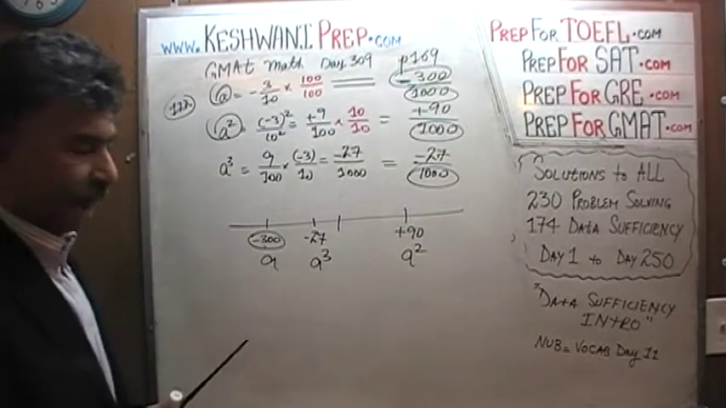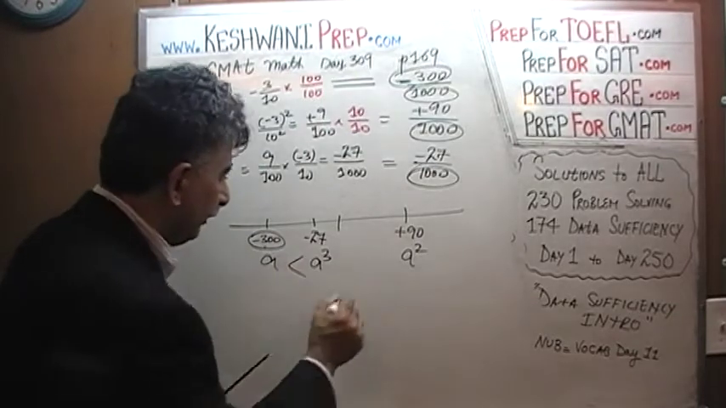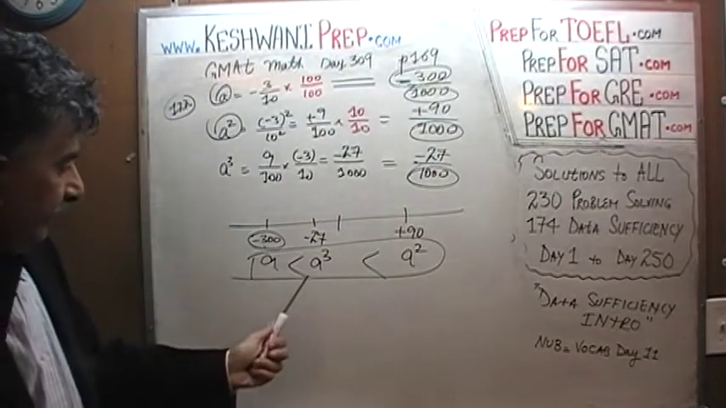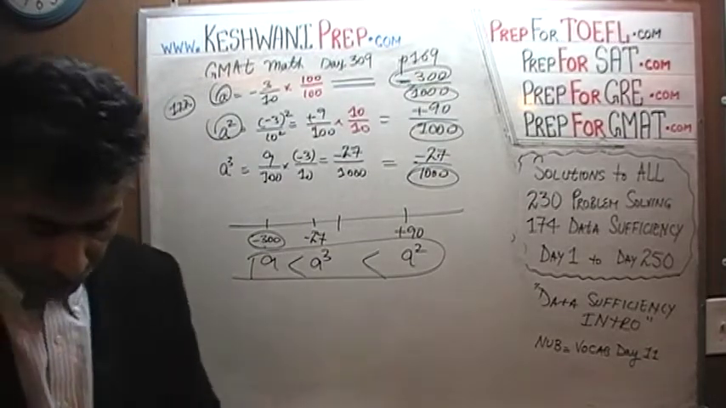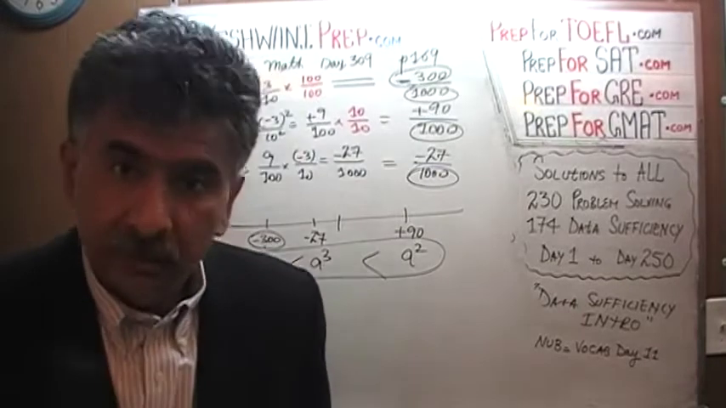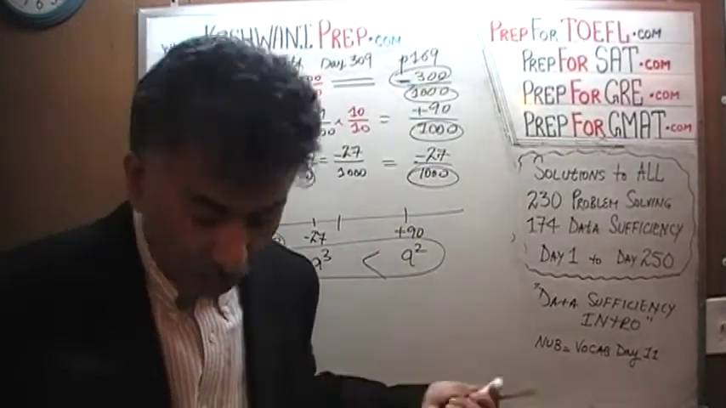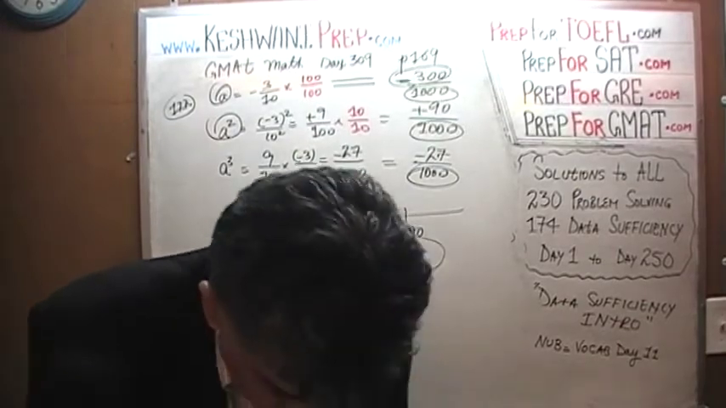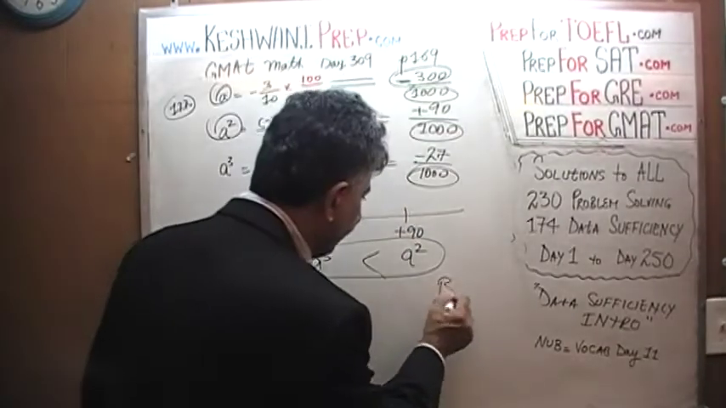That's it, we're done. A is less than A cubed, and A cubed is less than A squared, and that's our answer. Whichever one shows you the quantities in this particular order is your answer. And that turns out to be A, A cubed, and A squared, answer choice B.